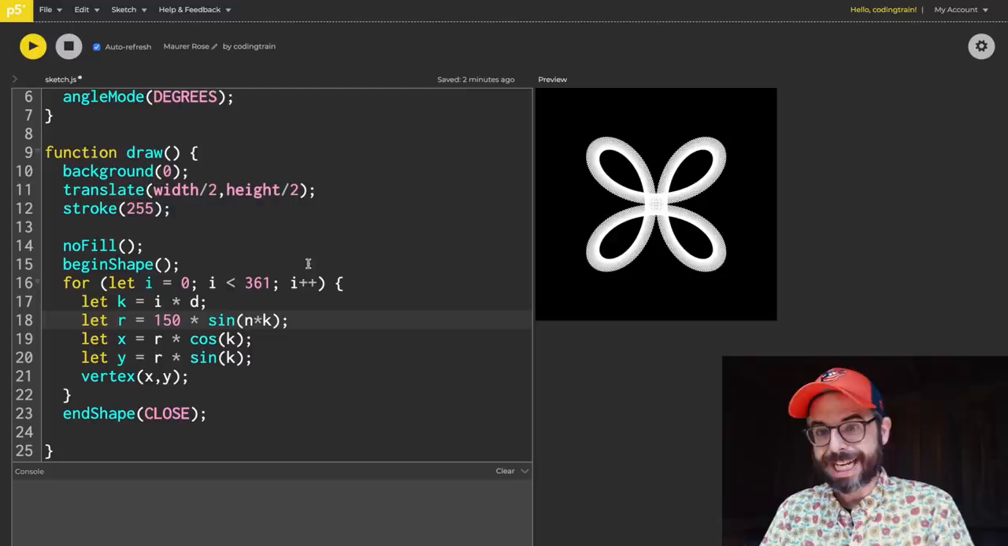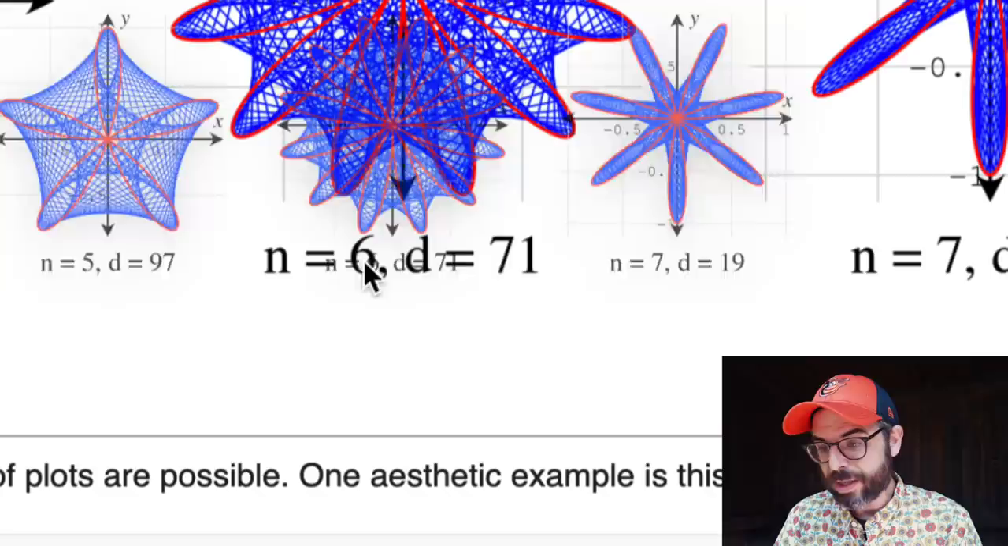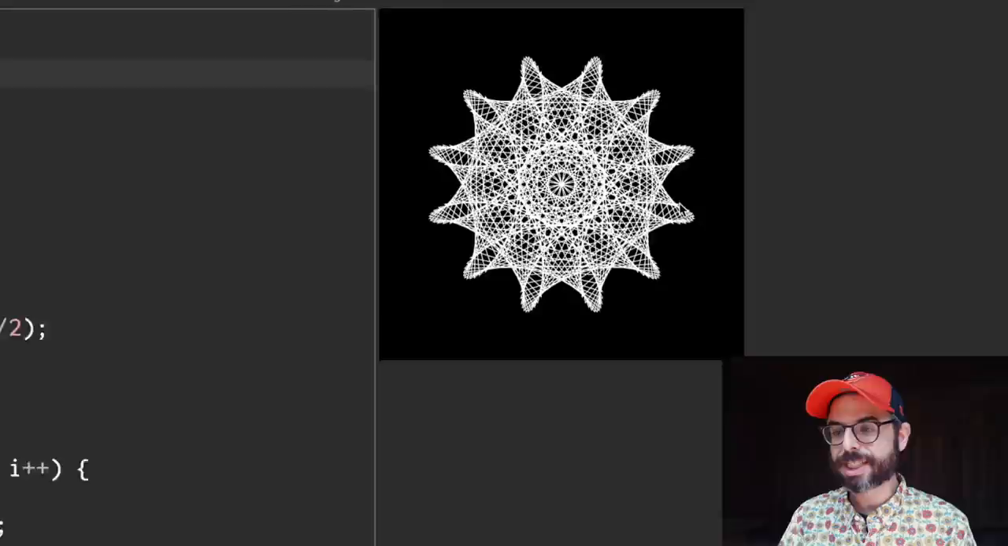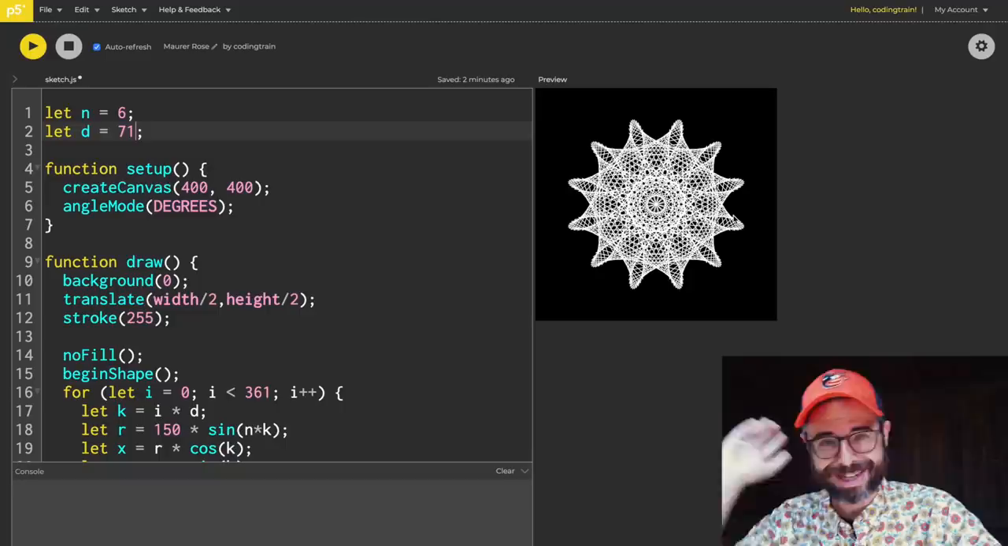And in theory, if I were to just say things like n equals 6, d equals 71, boom, I've got this pattern, which looks precisely like the pattern on the Wikipedia page, right? Look, we did the Maurer Rose, ding, train whistle, all that stuff. Let's add a few more things to this sketch.